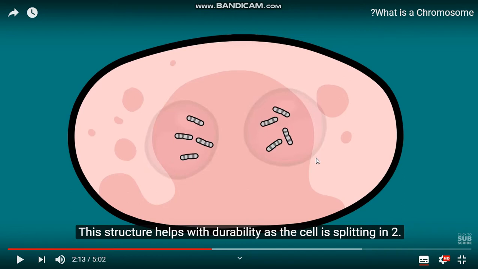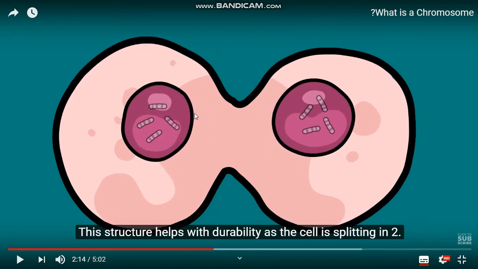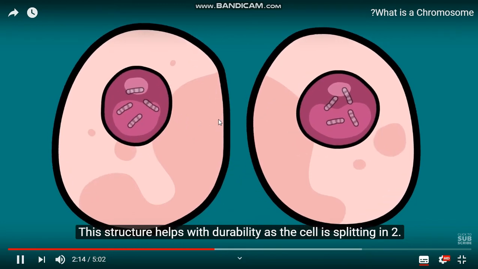Hap means one, so haploid is 1n. The nucleus of the zygote contained two sets of chromosomes. It was diploid, double, so it means 2n. As the cell splits, this is n, and this is n. This is haploid and this is haploid, splitting in two.